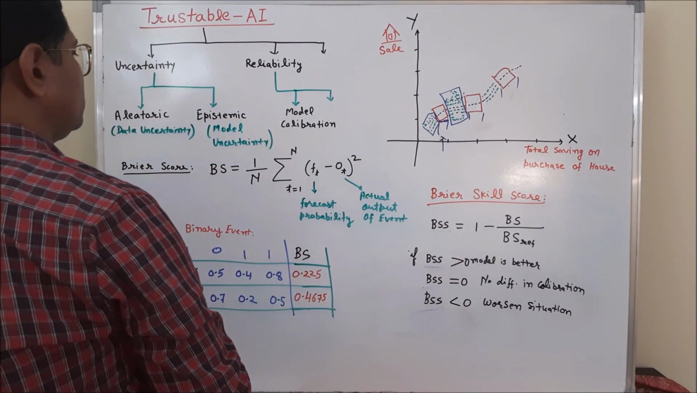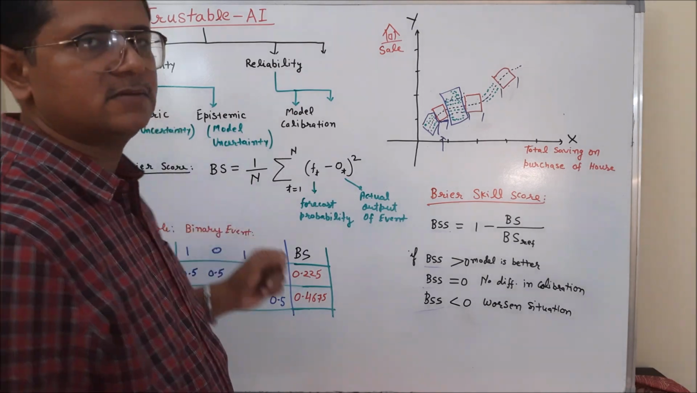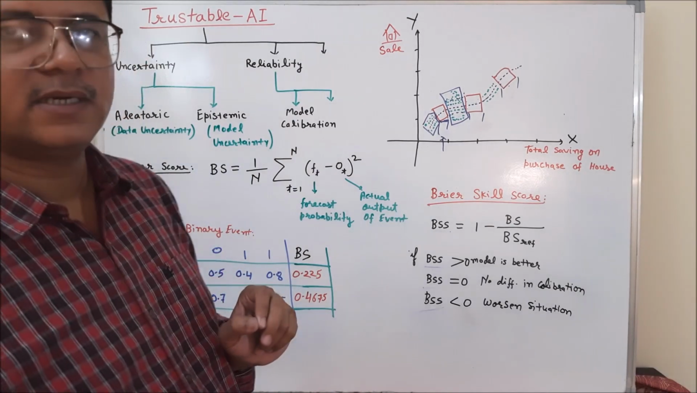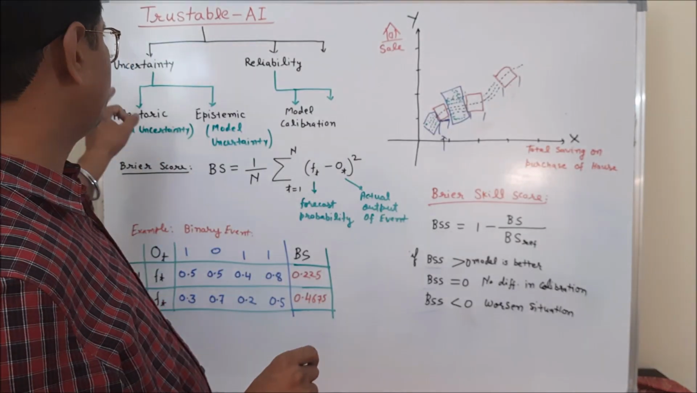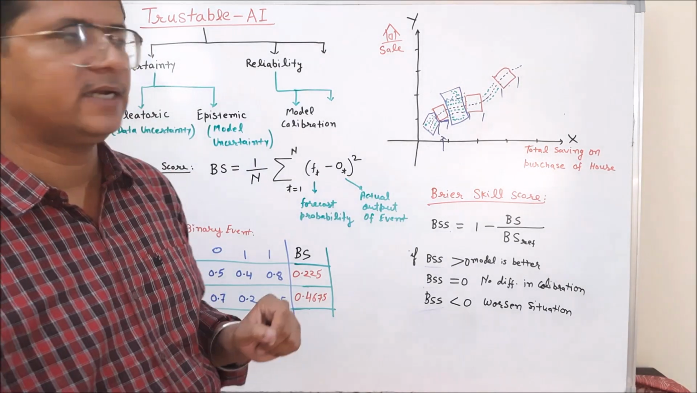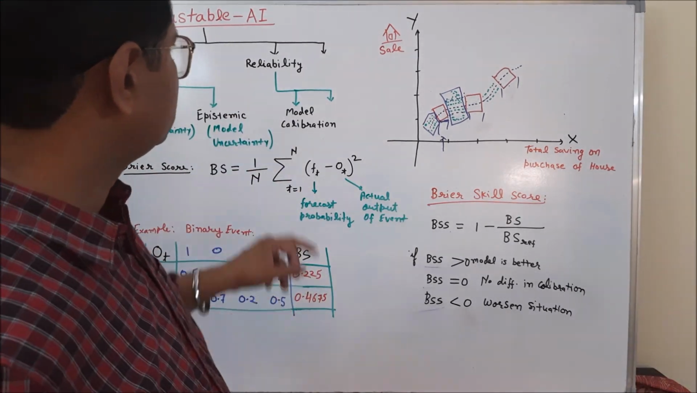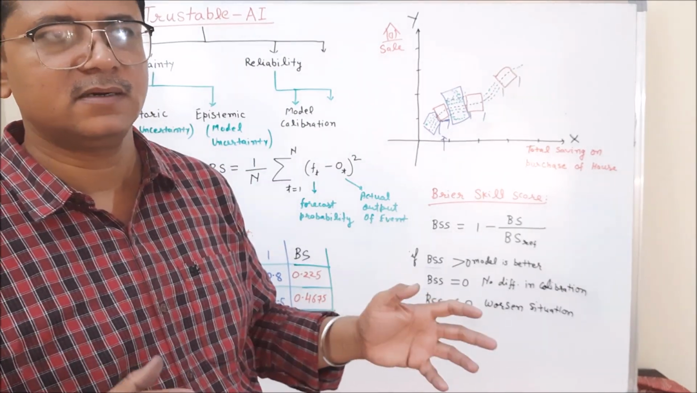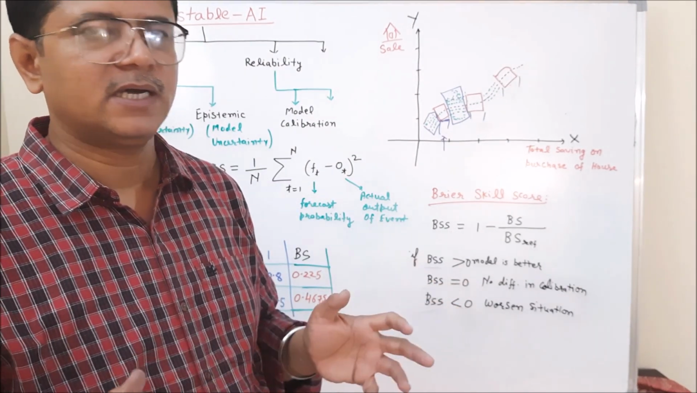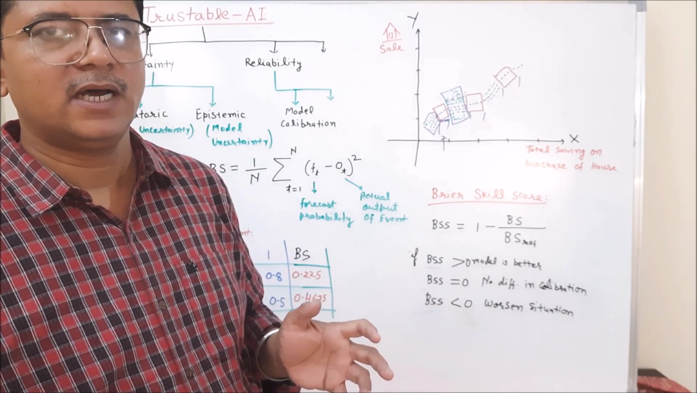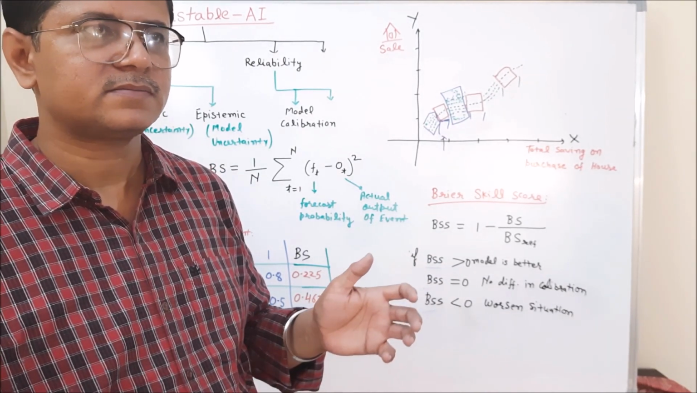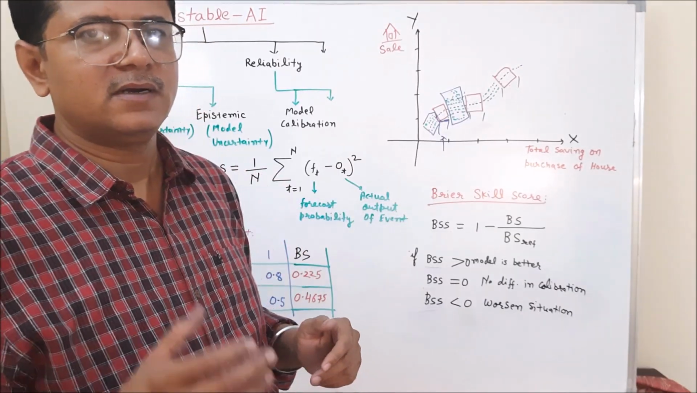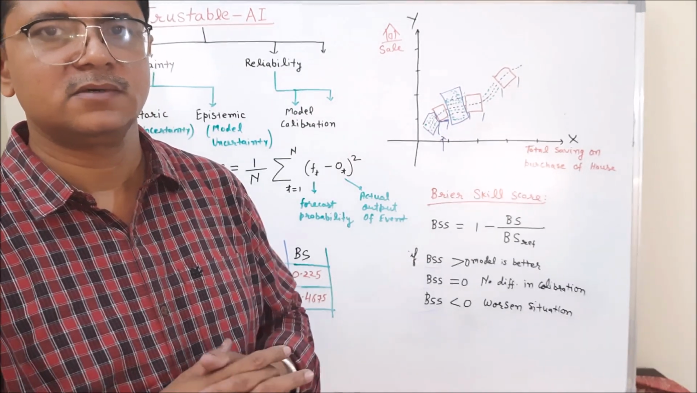model calibration score. So in this tutorial we have considered two major things, uncertainty and reliability. Under uncertainty, we discussed aleatoric and epistemic uncertainty, and under reliability we discussed model calibration, and we tried to explain those things through basic approaches. In the next part of the tutorial, I will try to come up with some of the latest algorithms in this area to capture the trustability of the model. So thanks for watching.